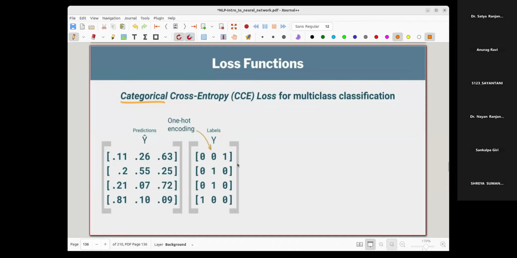Okay, so you convert them into one hot encoding, which means only the positive class position will be 1, and the rest, the negative classes, will be 0. So this is my one hot encoding. Now we have to compare. So what will be the loss function here?